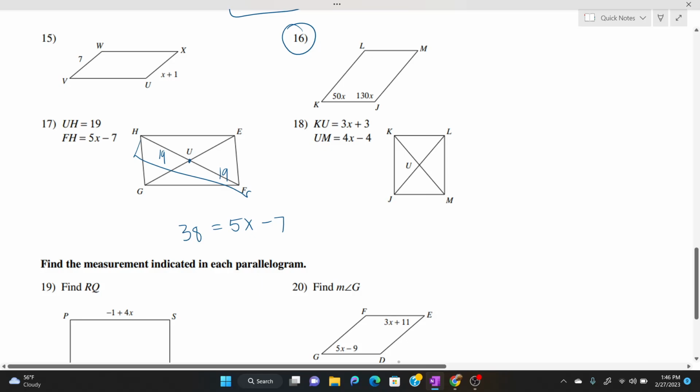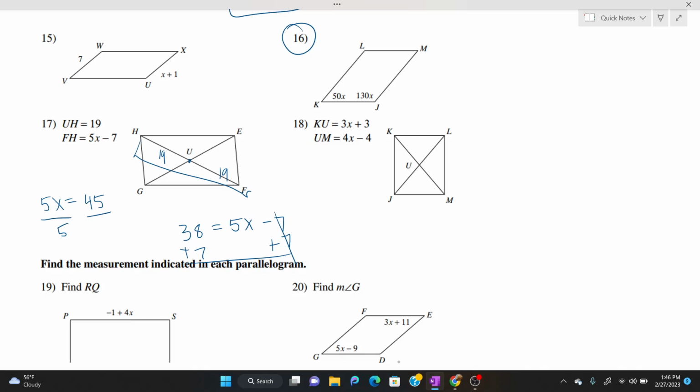Then I'm going to add 7 to both sides. So I will get 5x equals 38 plus 7, which is 45. Divide by 5. And I should get 9. Fine. This is going to be a similar one. Just think about the setup. Be careful. Are they going to be set equal to one another or something different?